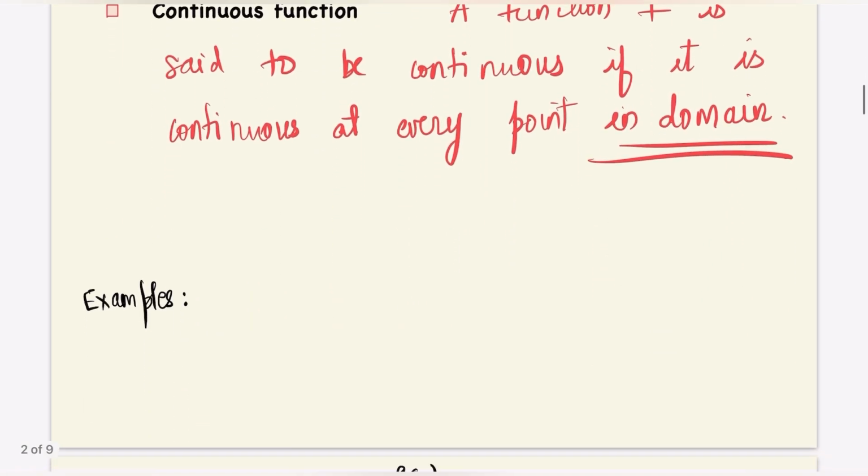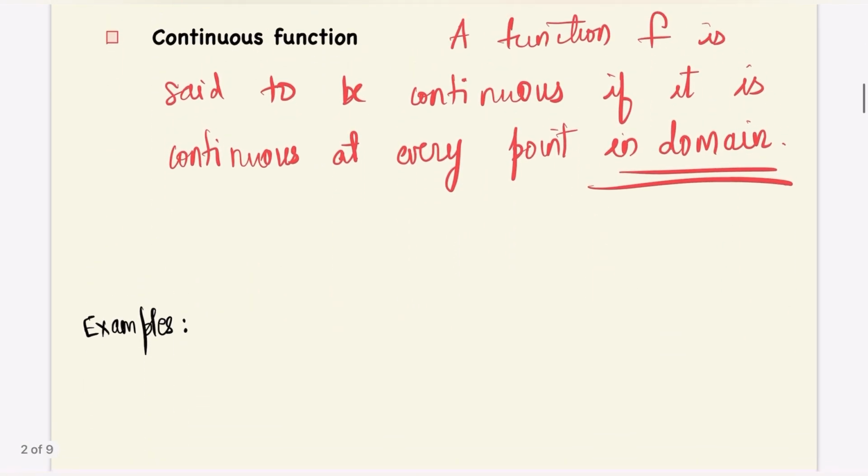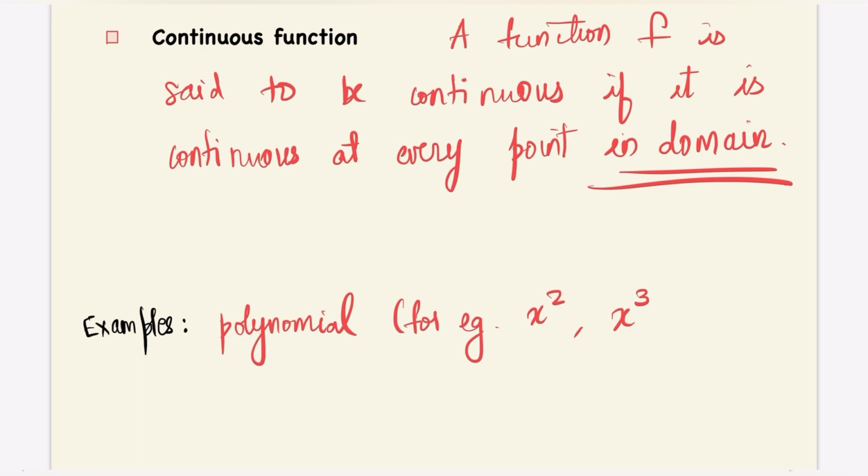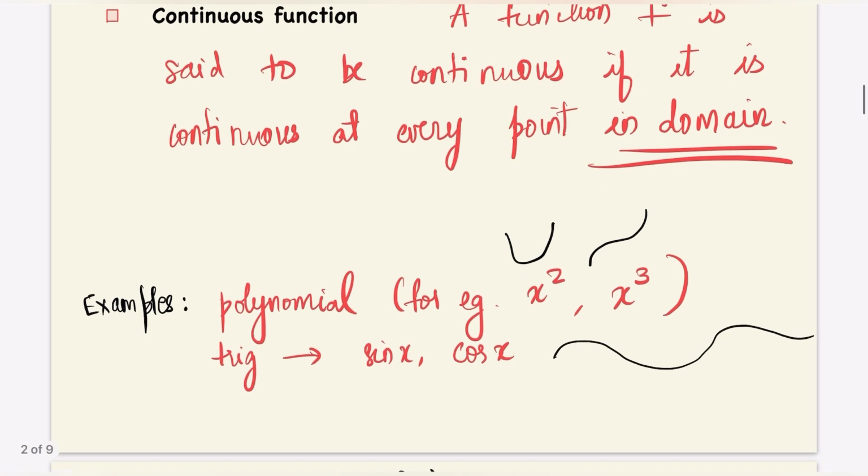There are several examples of continuous functions. The first one is a polynomial. Every polynomial is a continuous function. For example, we just now saw x², or maybe x³. The graph of x² looks like this. The graph of x³ looks like this. You can also have trigonometric functions like sin x and cos x. These are also continuous functions, and the graphs look like these.